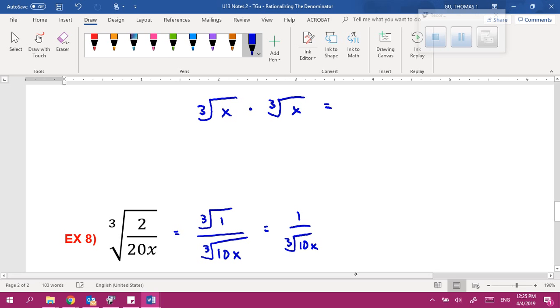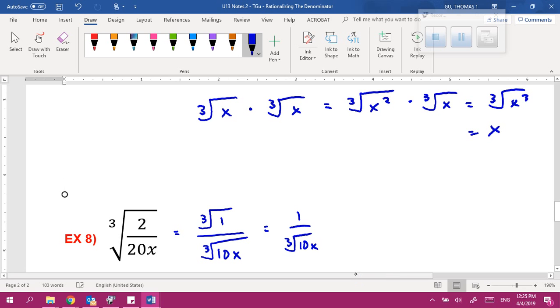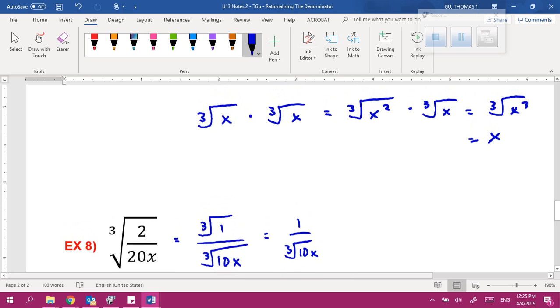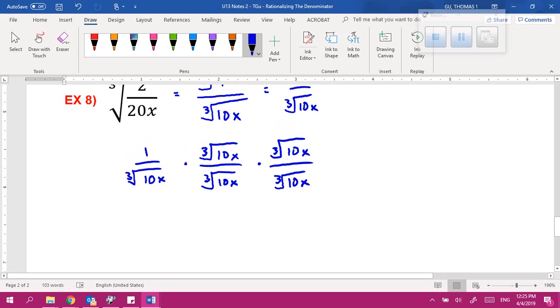But what does this equal? What's under my radical now? X squared. Is that enough to bring it out? No, right? But what if I multiply again by one more? Now you have x cubed, and what is the cube root of x cubed? X. So do you see? You have to have multiplied 3 times now to get it out of the cube root. Okay, so that's why we multiply 1, 2, 3 on the bottom.